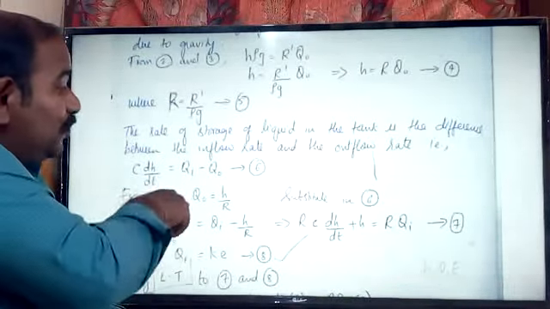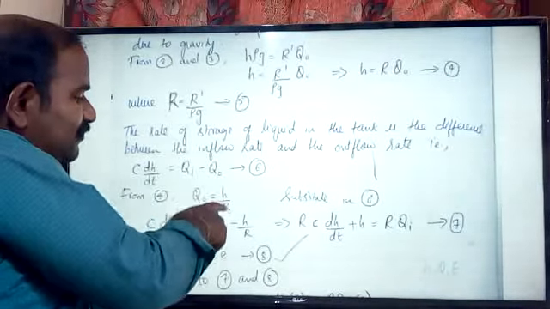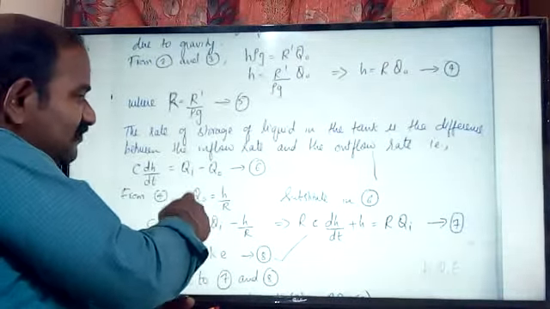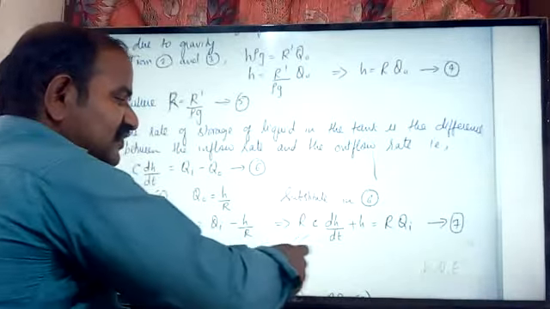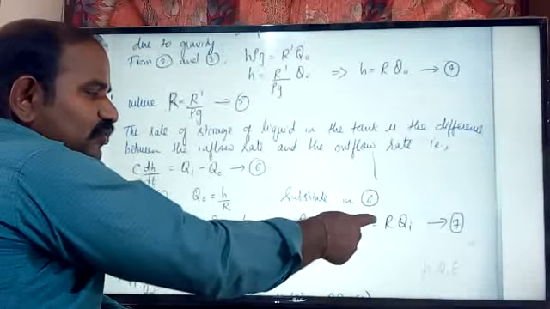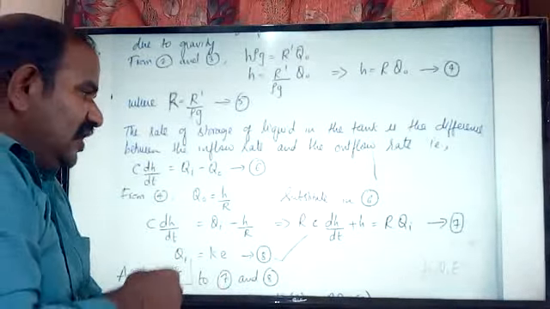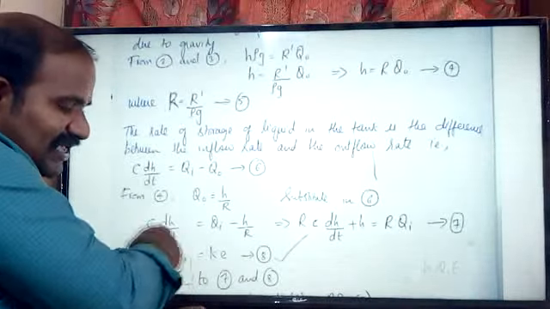Now we know that Q naught is what from equation number 4? Q naught is equal to H by R. If you substitute this value in equation number 6, you get a new equation, which is RC into dH by dt plus H equals R into QI. I am assuming that is equation number 7. And another case is that QI is equal to K into E.